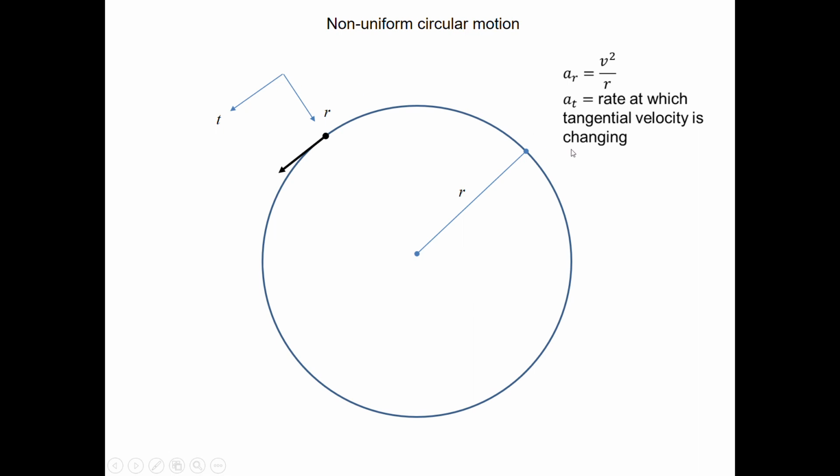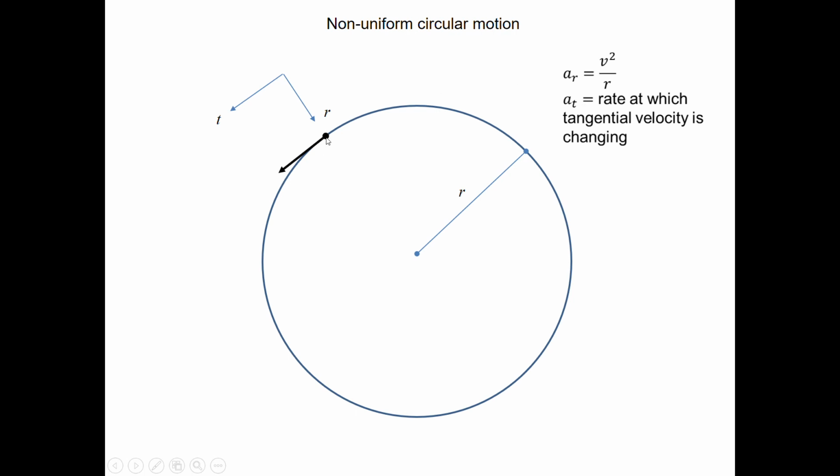And the analysis shows that the required radial acceleration is exactly what it is for uniform circular motion. So the radial component of the acceleration vector is v squared over r still, for whatever speed you're going at that instant. Your speed may be changing, and there might be a bigger v by the time you get down there. But in addition to that, the rate at which the speed is changing is called the tangential acceleration.